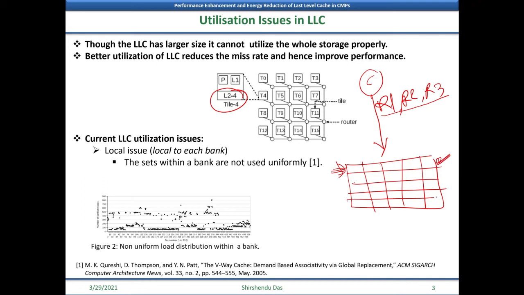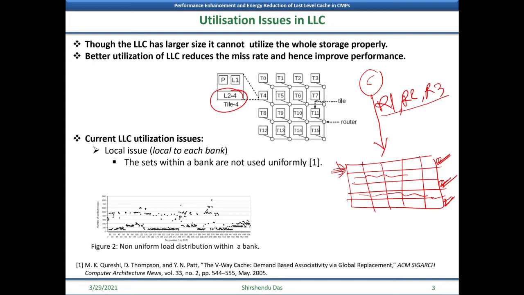There may be some other sets like this; consider that this set is also heavily loaded and this set is also heavily loaded, but these two sets are almost idle. So this type of problem is quite possible in a set associative cache, that some sets are heavily loaded and facing more conflict misses as compared to some other sets which are almost idle. This thing is shown in this graph.